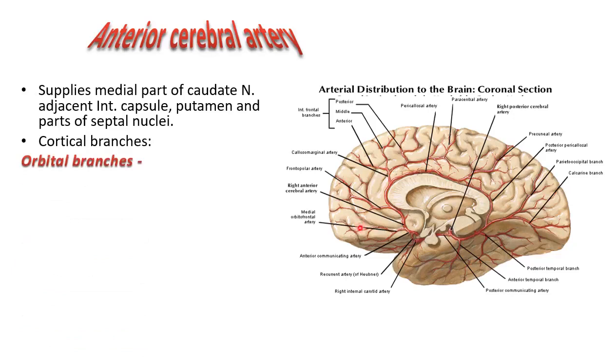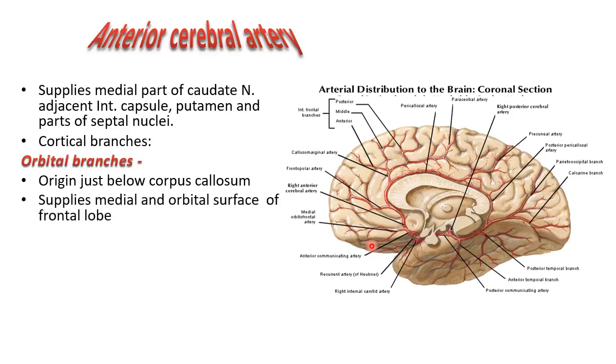Mainly the orbital branches will supply the medial part of the orbital surface, and mainly they supply the frontal lobe. So the medial orbitofrontal artery is going to supply the orbital surface of the frontal lobe, the medial part. Then the calloso-marginal artery, which you are able to see here. Now, what happens after this?